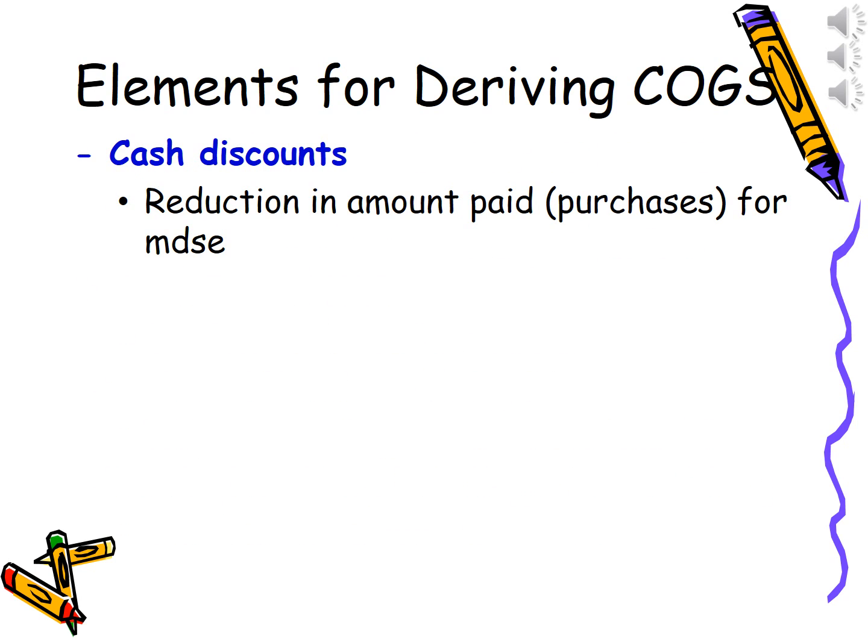Cash discounts are the discounts that the buyer receives from the vendor when the buyer pays the invoice early. So when you do receive this kind of discount, it is going to be a reduction in the cost. So the cash discount amount has to be subtracted from your cost of goods sold calculation.